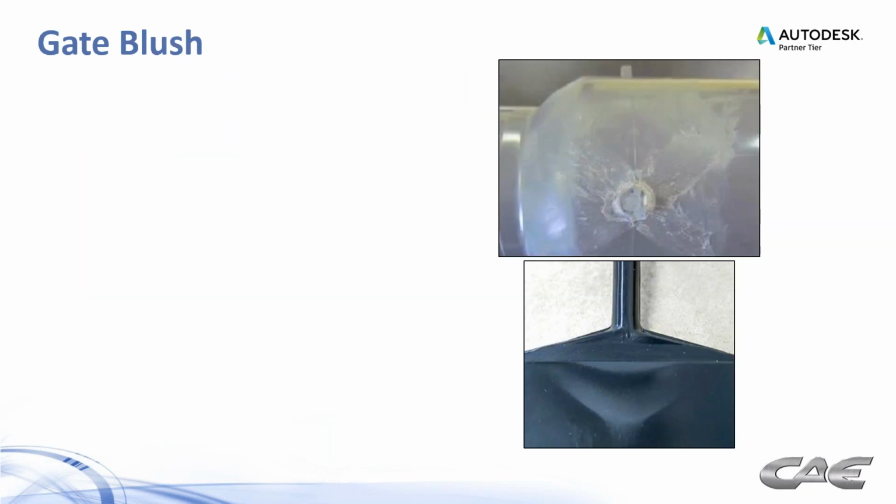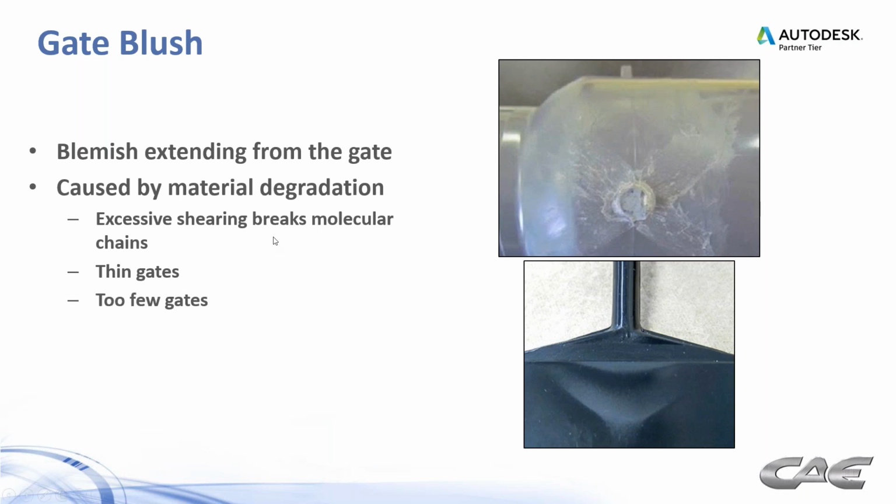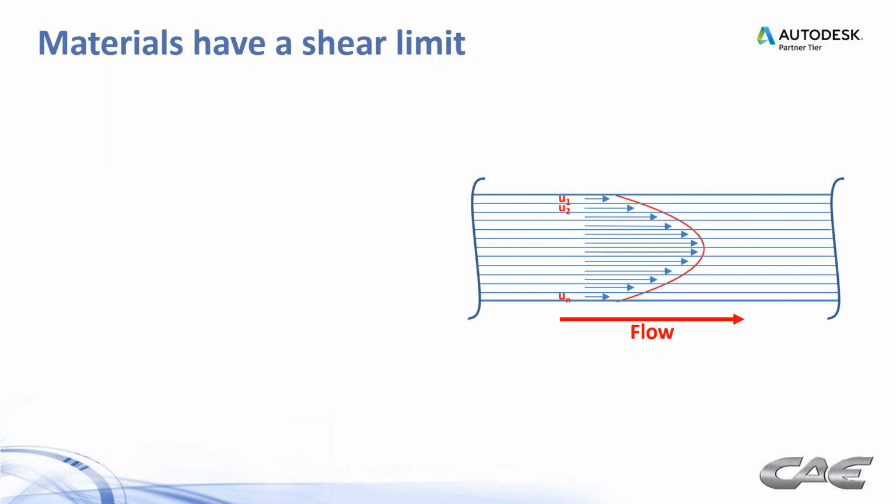Next issue is gate blush. You can see a couple of examples of it there. It's a blemish extending from the gate. It's caused by material degradation, where we have excessive shearing, breaking molecular chains. Usually occurs in thin gates, small gates, molds with too few gates, because you have all the material going through one gate, for example, on a large part. Perhaps the fill rate is too fast. All of those things can cause excessive shearing.